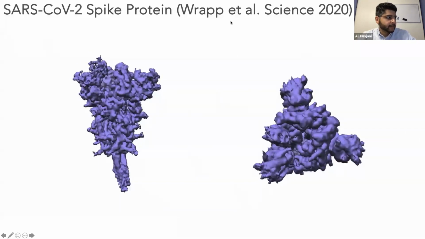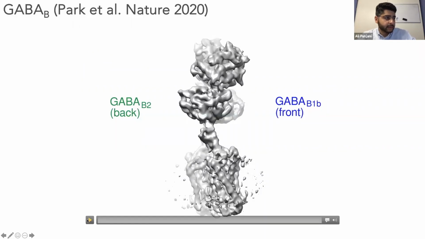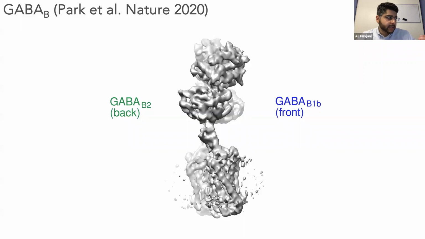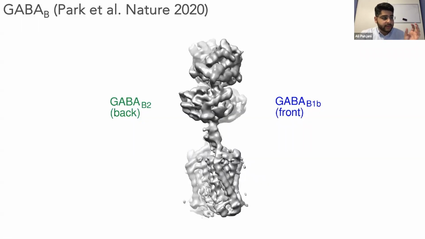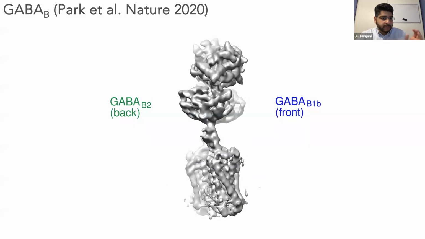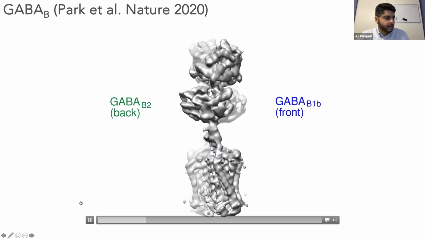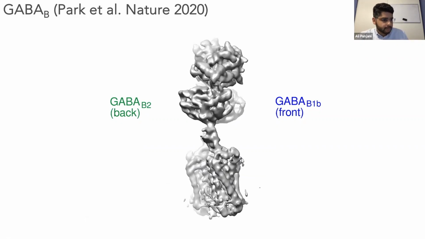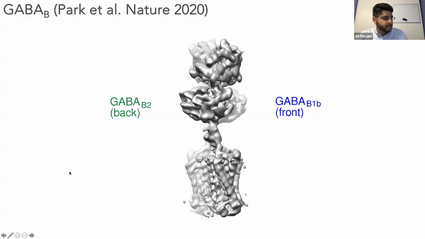The next example is an even more recent example, a structure solved and 3D variability analysis used for the GABA B protein, just published a few days ago in Nature. And here the team was able to use intermediate reconstructions to solve five different conformational positions of the GABA protein bending along its length. Okay, and that's actually the end.